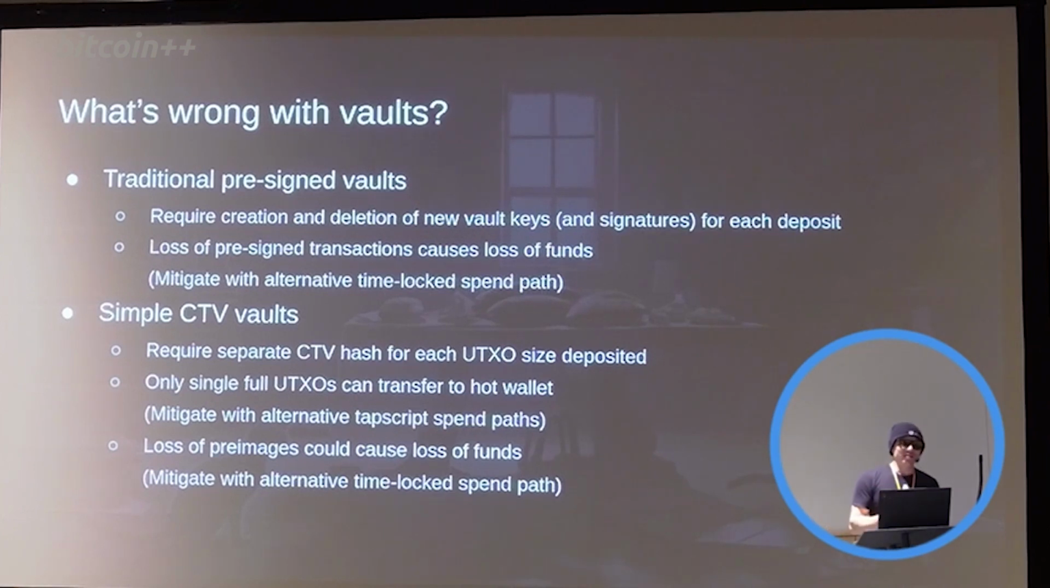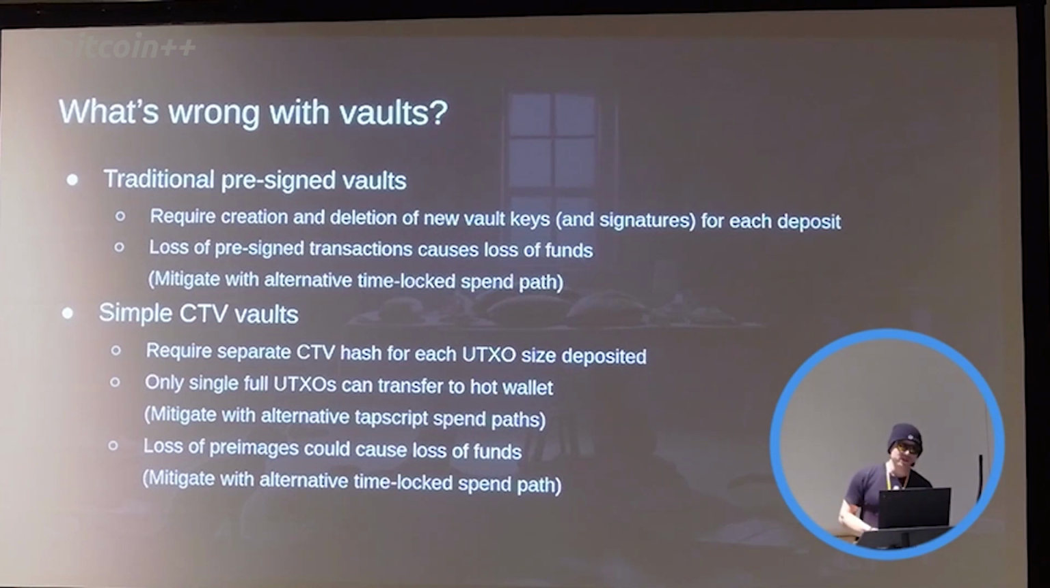Okay, well, also if we were to just put CTV into Bitcoin, you can make simple CTV vaults. This is something that James O.B. originally wrote, and these are cool, but they also have problems. You have to have a separate hash for each size of UTXO you want to deposit into your CTV vault. And that's kind of a tricky thing where if you make a CTV vault and then you deposit the wrong size UTXO, it could be stuck there literally forever. It's just burned Bitcoin. So that's kind of a problem.